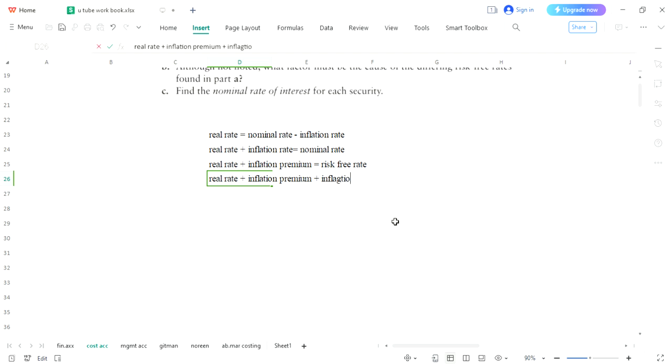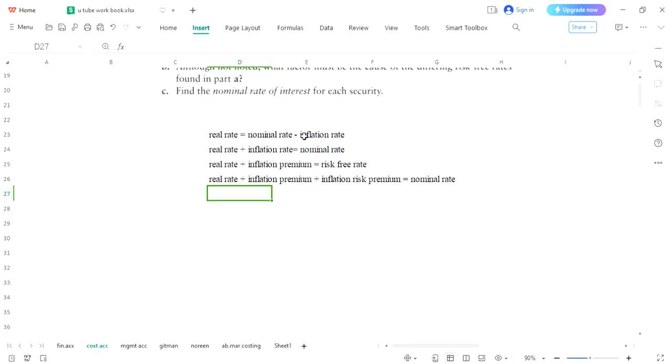Inflation risk premium. So finally you will get your nominal rate. Nominal rate means when you are adding all sort of inflation or economical barriers, you will get your nominal rate. So we have started with this real rate. How do you calculate it? When you subtract your inflationary barriers from the nominal rate, you will get the real or actual rate which you are receiving.